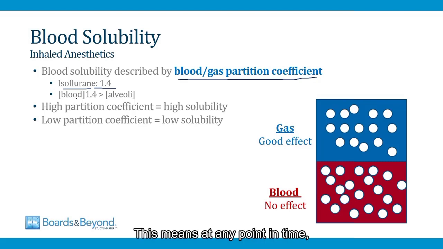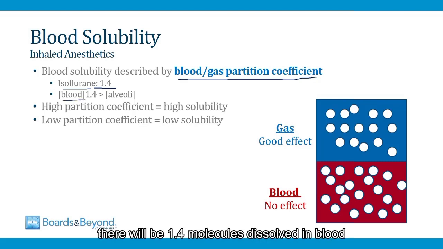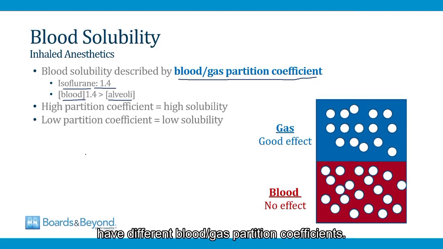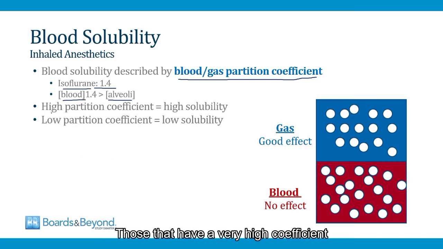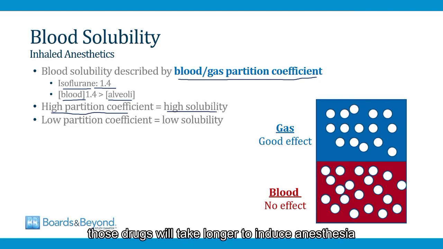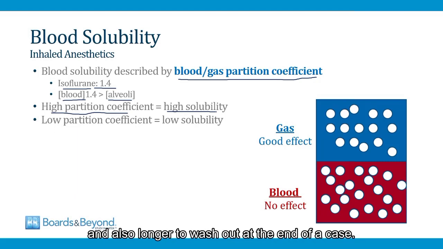This means at any point in time there will be 1.4 molecules dissolved in blood for every one molecule that is in a gaseous form in the alveoli. Different inhaled anesthetics have different blood gas partition coefficients. Those that have a very high coefficient have high solubility in blood. And so as we just talked about, those drugs will take longer to induce anesthesia and also longer to wash out at the end of a case.